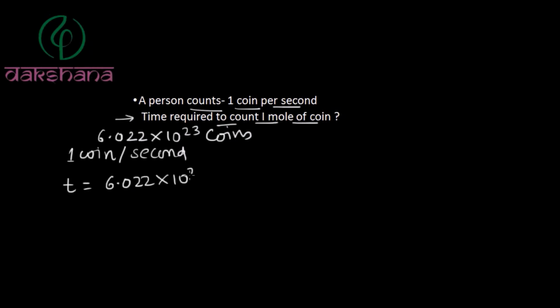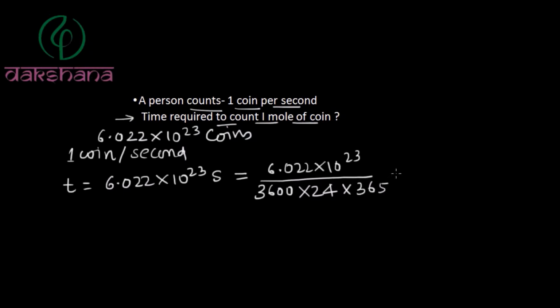6.022 into 10 to the power 23 seconds, and if I divide this time by 3600, then I will get the time in hours. If I further divide by 24, then I will get the time in days, and if I further divide it by 365, then I will get the time in years, and this will come to around 9.1 into 10 to the power 16 years. Okay, so this much time will be required to count 1 mole of coins.